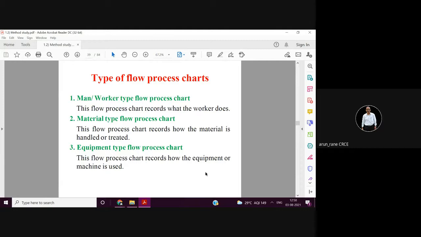Remember, earlier, at our time, we used to record this equipment type flow process chart on an hourly basis. Every hour, what is the output of machines? One engineer was kept only for this. Suppose a machine shop has say 50 machines.